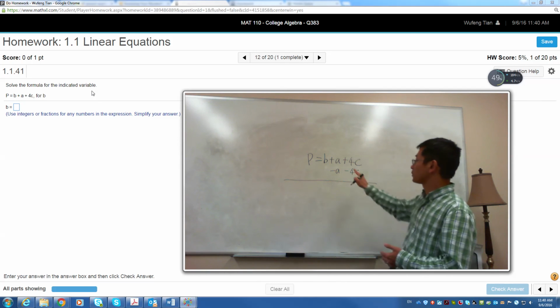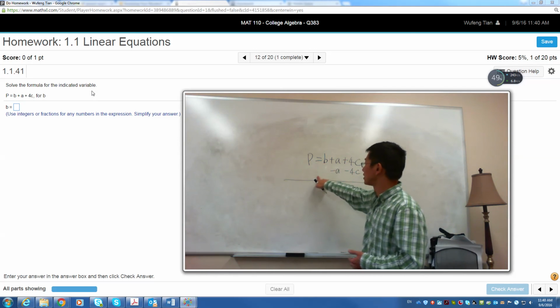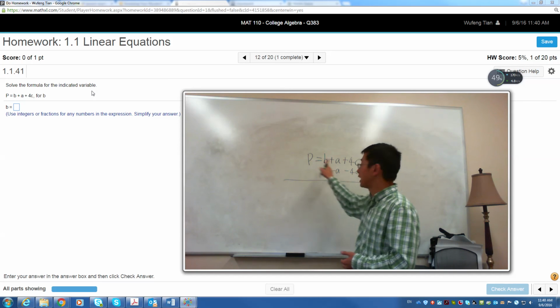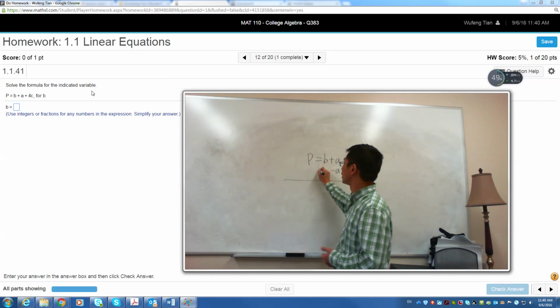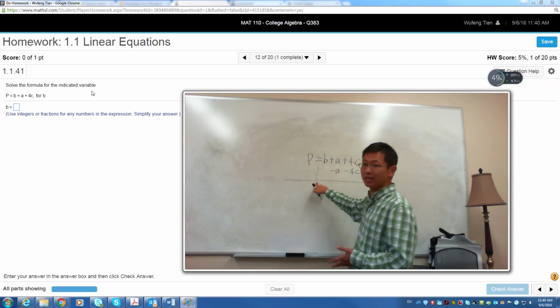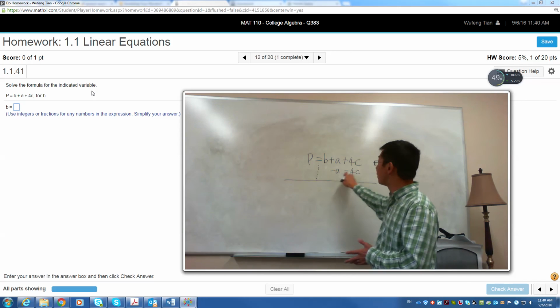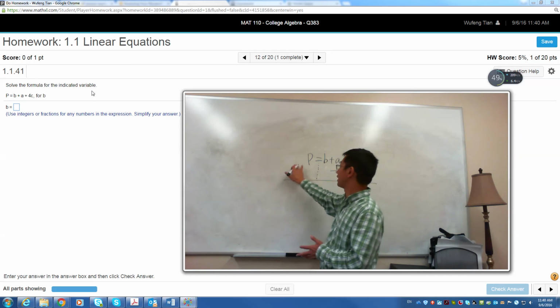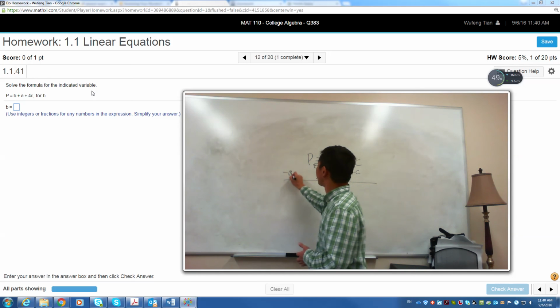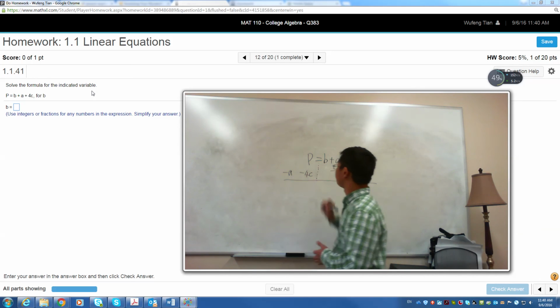No. Because if you subtract A on the right side of the equal sign, you have to do the same thing on the left side of the equal sign. This is the equality. This is your equal sign here. When you have an equation, if you subtract A here and 4C here, you have to do the same thing on the left side. So you need to subtract A here, subtract 4C here.